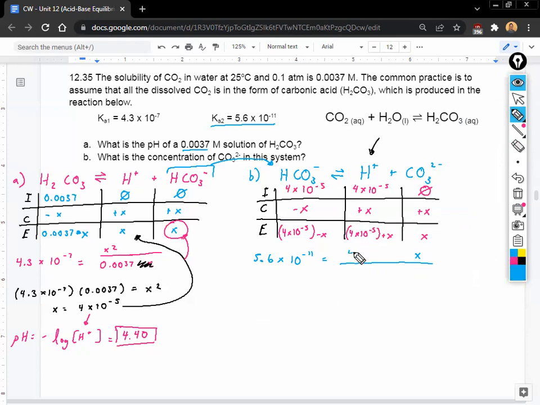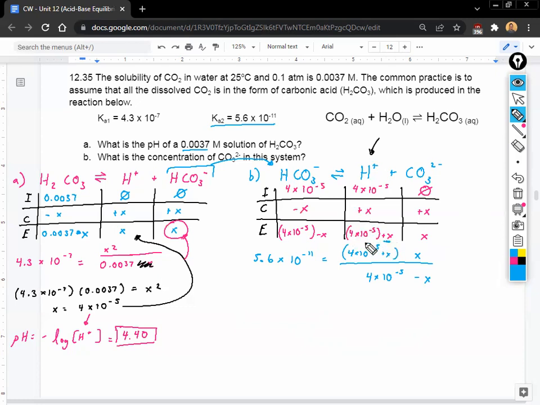So I'll have 4 times 10 to the negative 5 plus x times x, and on the bottom, I'll have 4 times 10 to the negative 5 minus x, okay? So we got rid of both changes when we were looking for CO3 2-, right? But if I wanted to find the H plus, I can't get rid of this change right here.